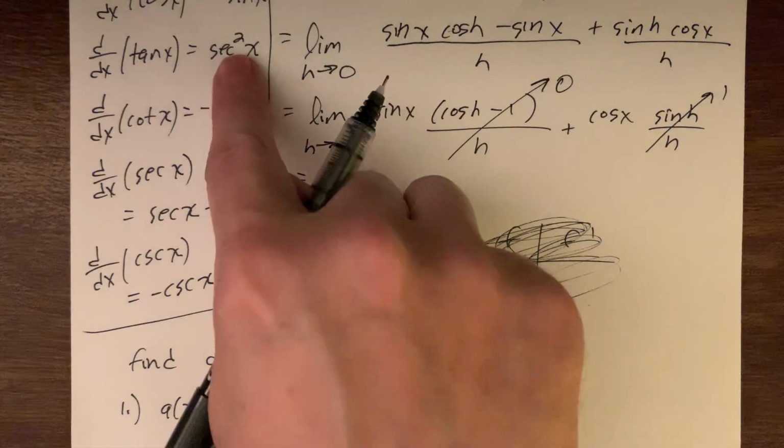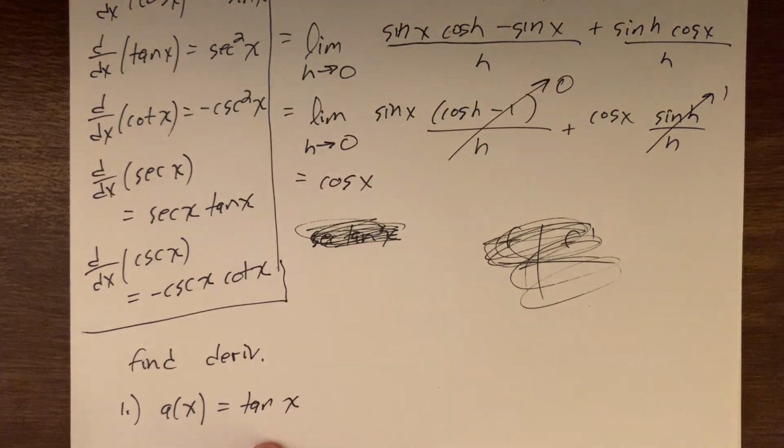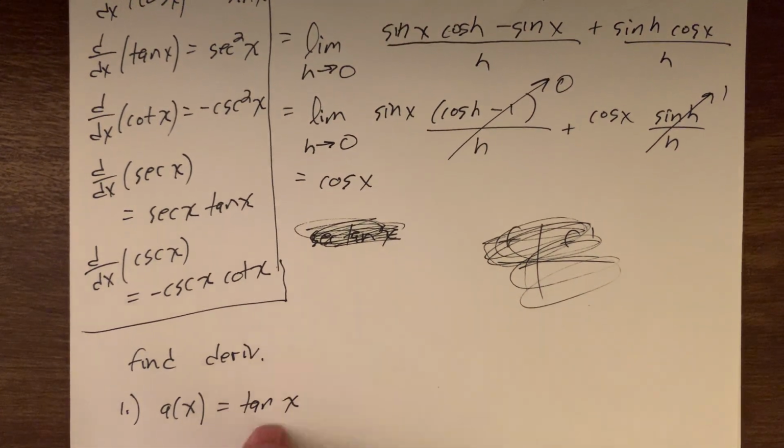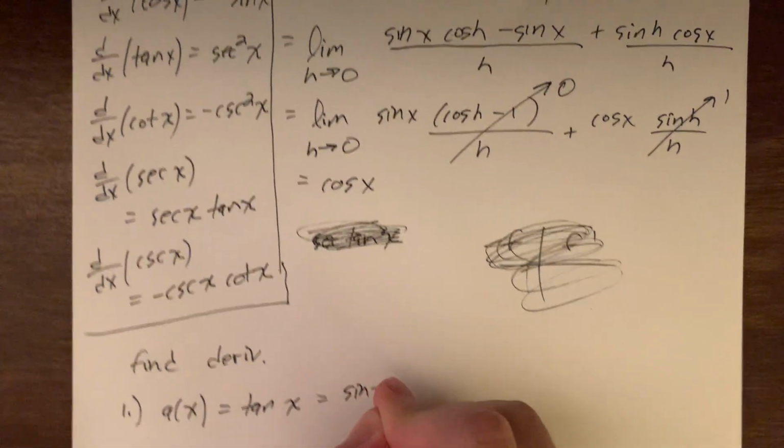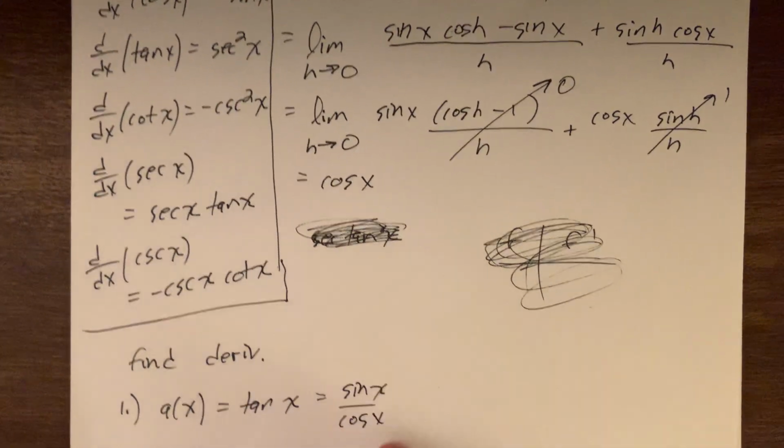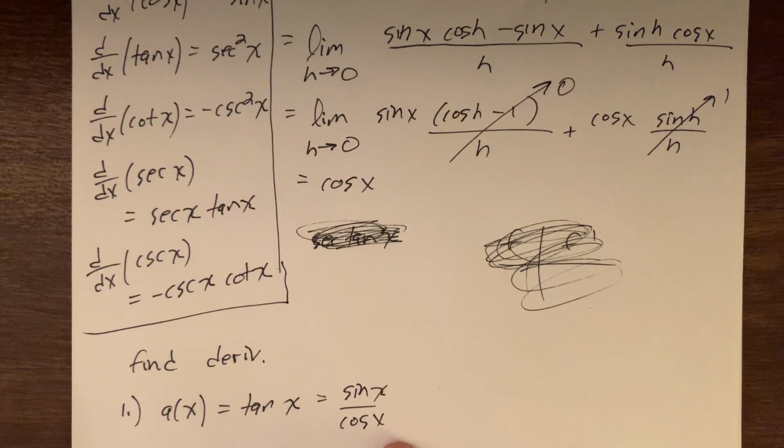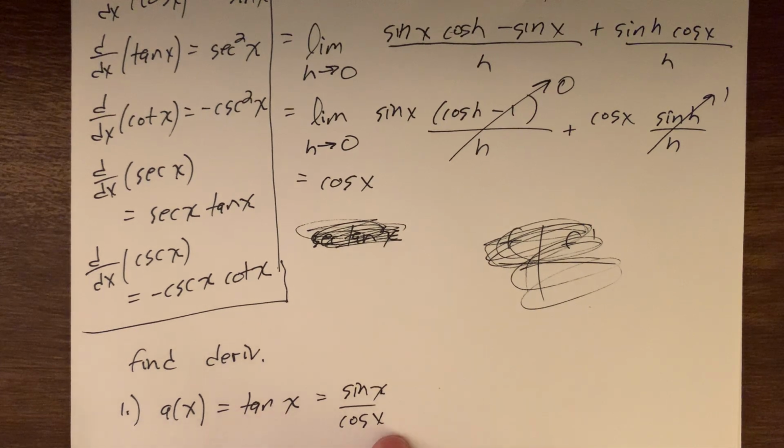You want to have this memorized, but look what you could do if you're in a pinch. You could treat tangent like sine over cosine, because that's what it is. And now by making this move, I'm forcing myself to use quotient rule.